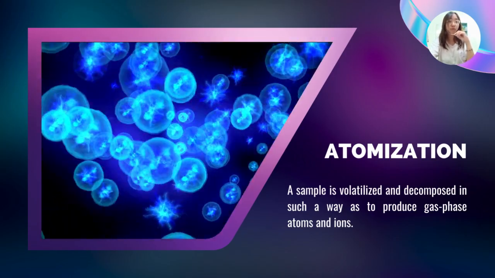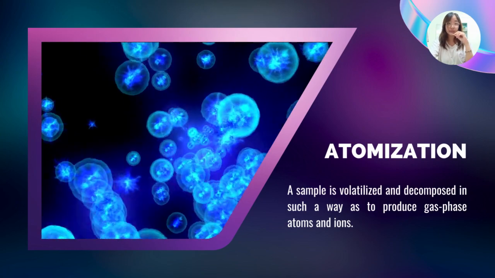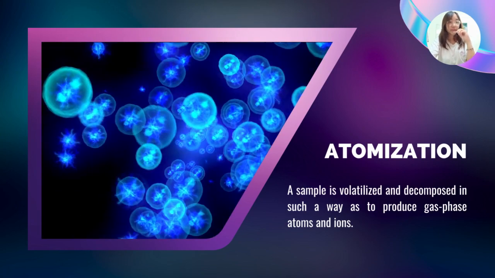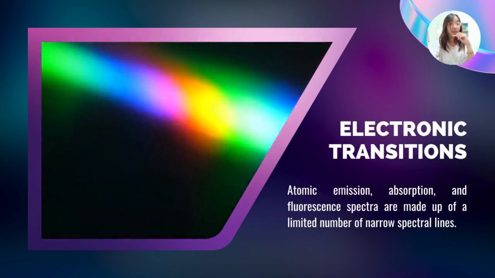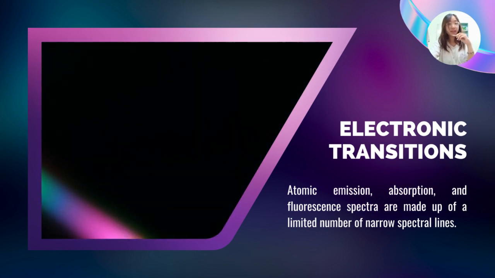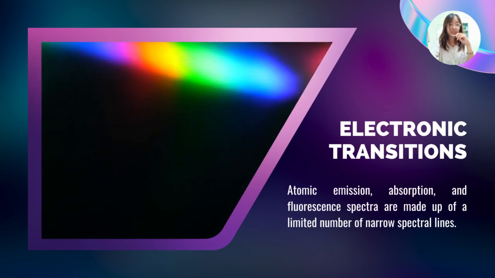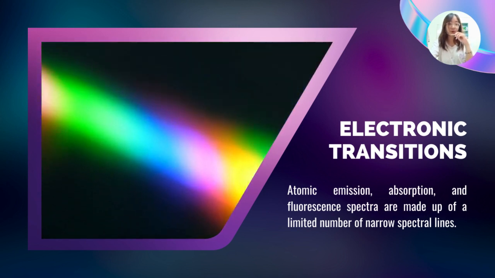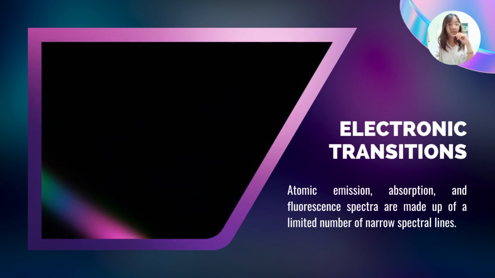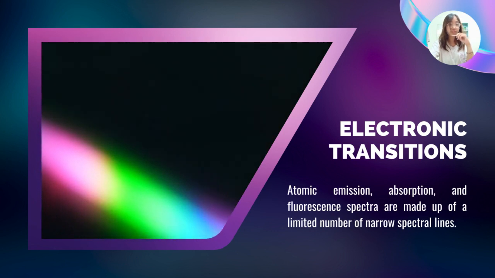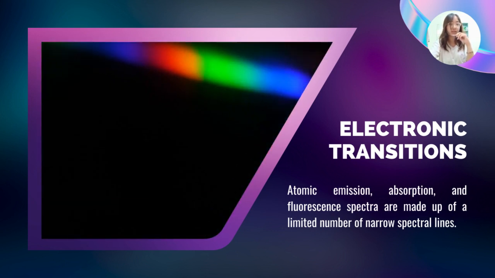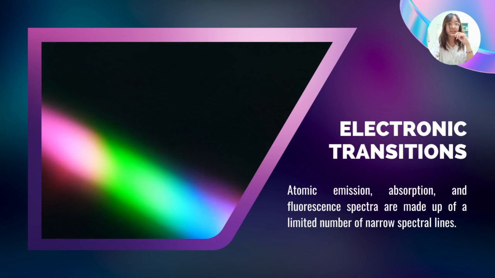in such a way as to produce gas phase atoms and ions. With gas phase atoms or ions, there are no vibrational or rotational energy states. This absence means that only electronic transitions occur. Thus, atomic emission, absorption, and fluorescence spectra are made up of a limited number of narrow spectral lines.